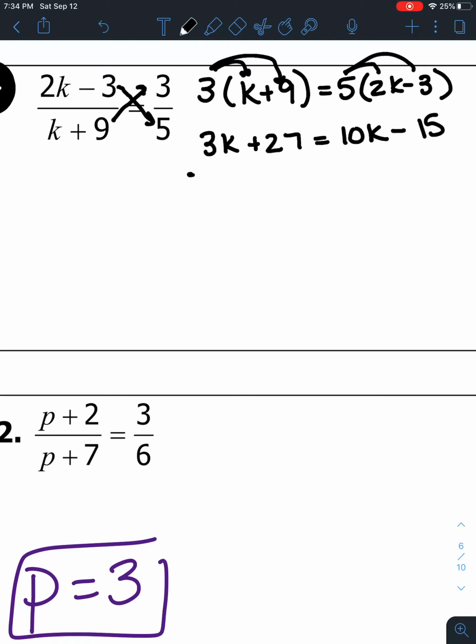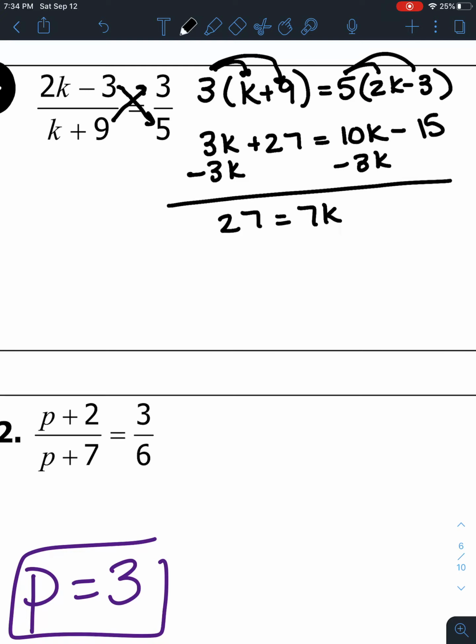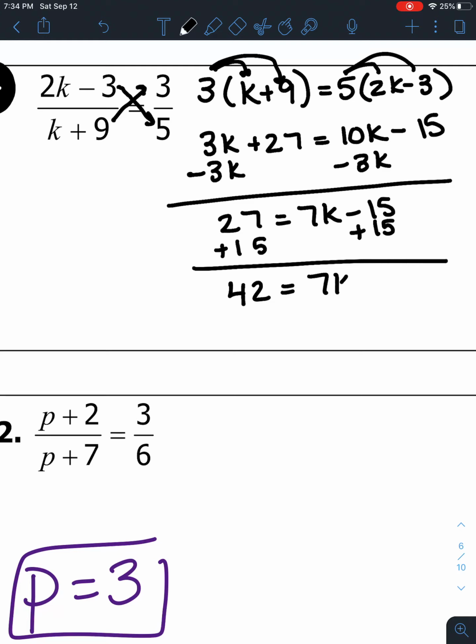Okay, so I'm going to move my smaller k, so I'm going to minus 3k from both sides. That gives me 27 equals 7k minus 15. Add 15 to both sides. So that gives me 42 equal to 7k. Divide by 7 on both sides. So that gives me k equals 6.